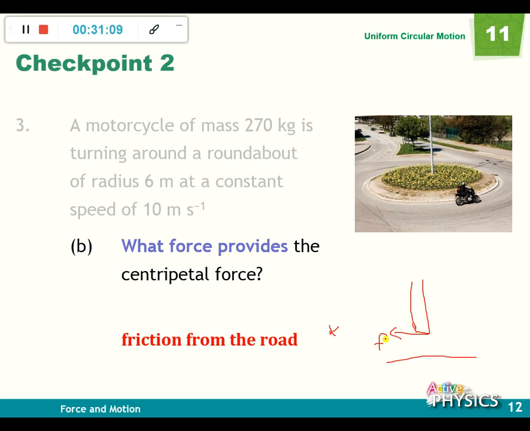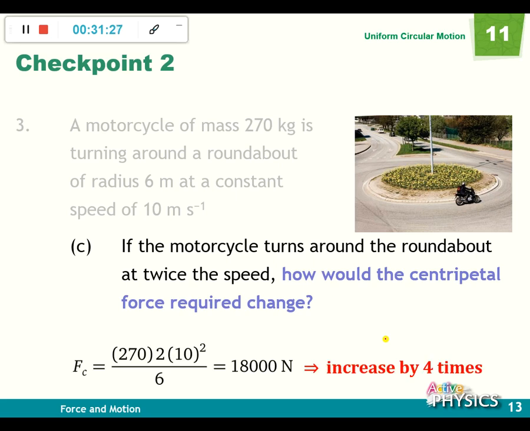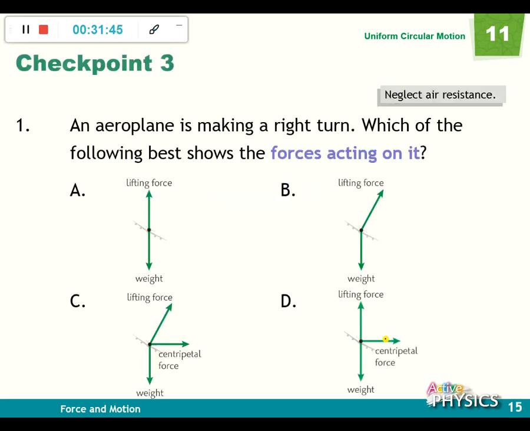It will slide outward. Here, if the motorcycle turns around the roundabout at twice the speed, what would the centripetal force required change to? At high speed it is harder to turn and easy to slide. So look at this, substitute it. Then you can see that the friction needed will be 4 times than before. So turning at high speed is difficult and easy to slide, because the ground cannot provide enough friction to make it move in a normal circle.